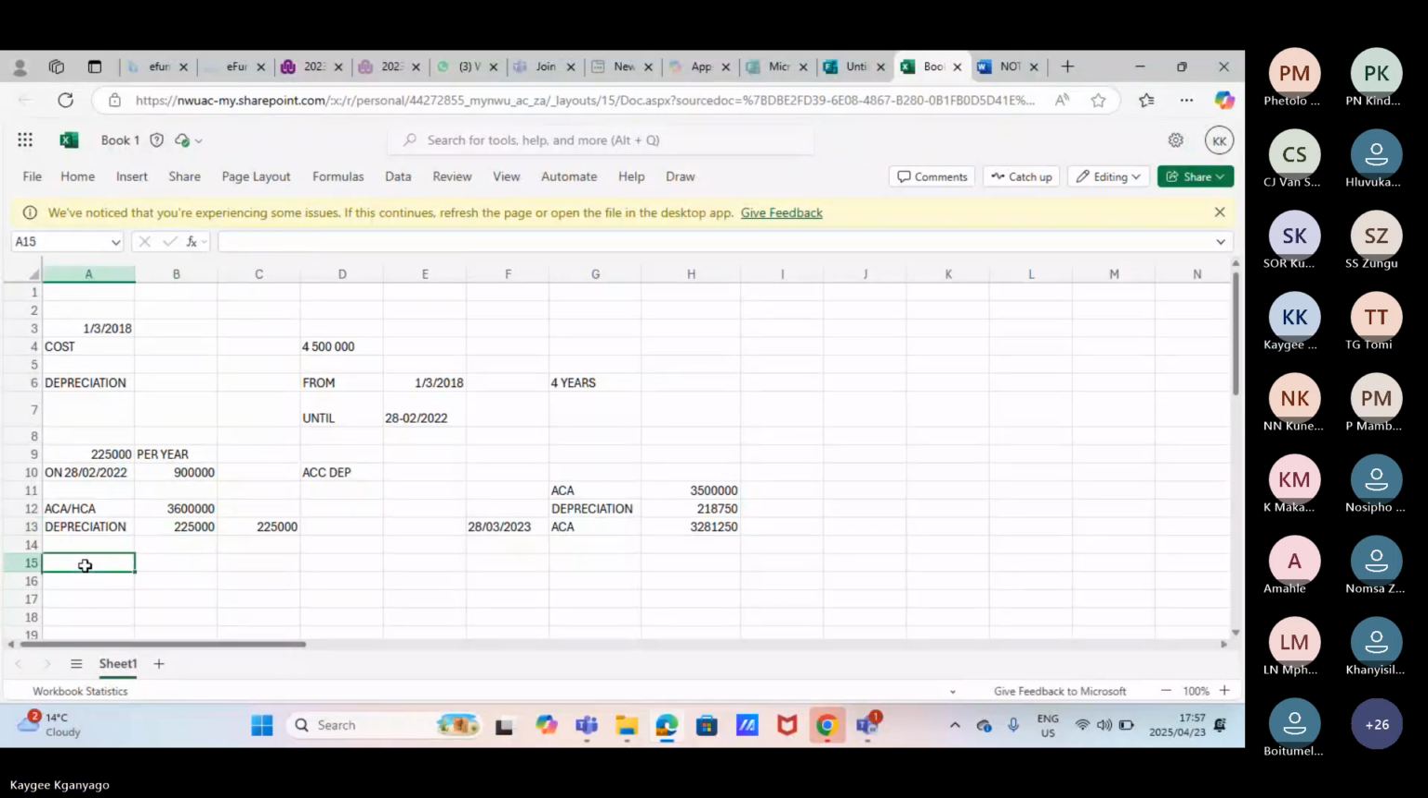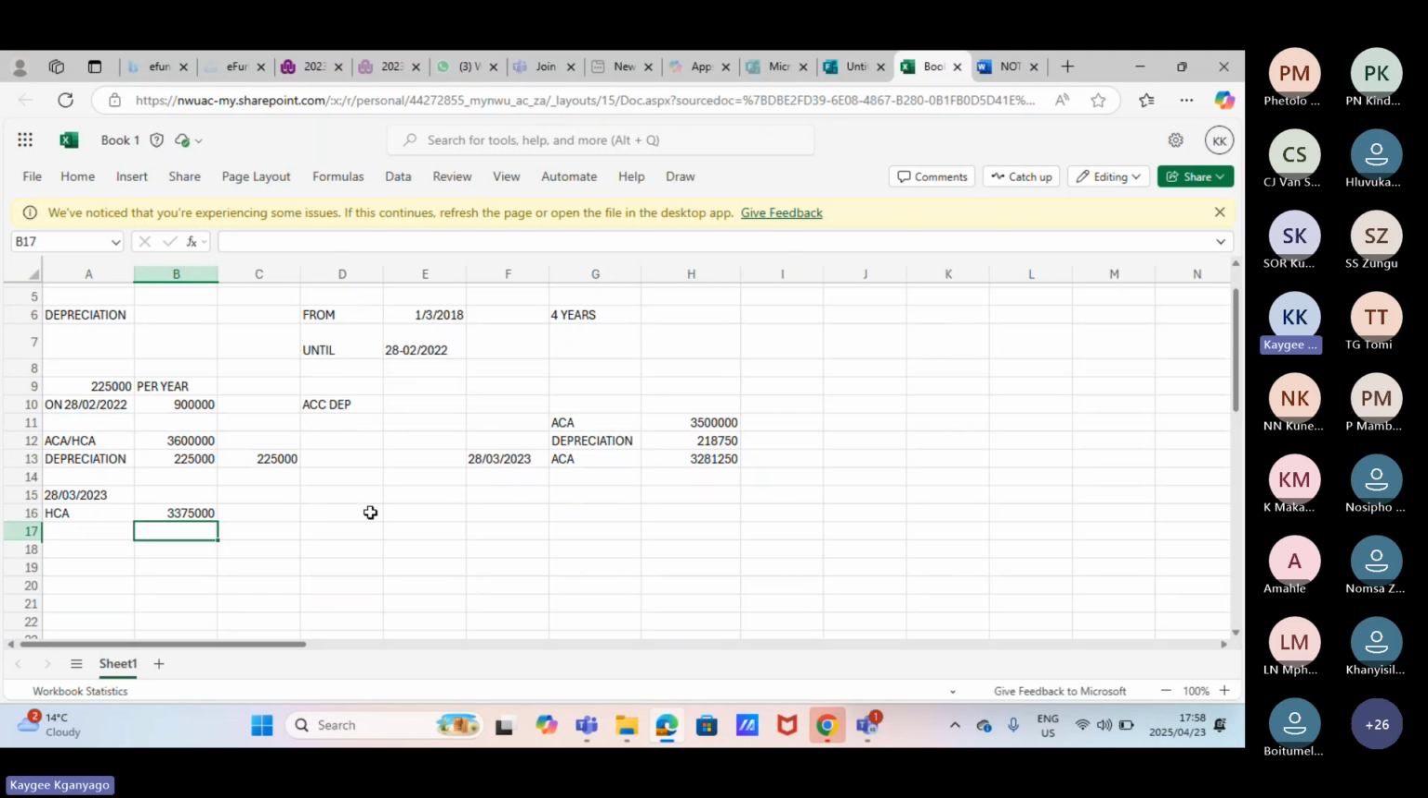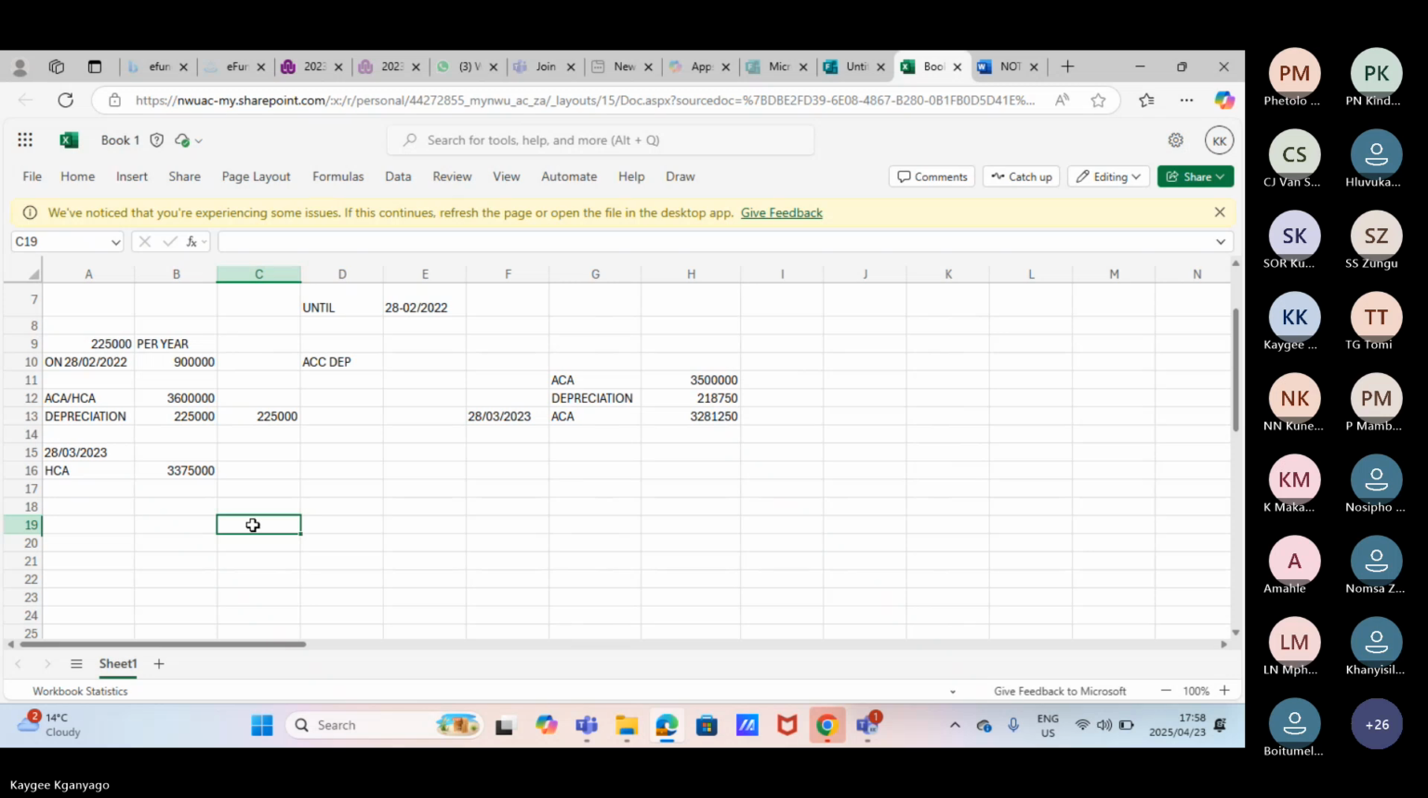Okay, so far, now I must get what? On which day? On the 28th of February 2023, I must now get my historical carrying amount, which is equal to the 3,600,000 minus this. Do we all get that? Yes. Okay. All right, so now I have to determine my recoverable amount. Do you agree? Yes. The recoverable amount is the higher of fair value less cost to sell and value in use. What is the value for value in use? I'll just copy it, ne?